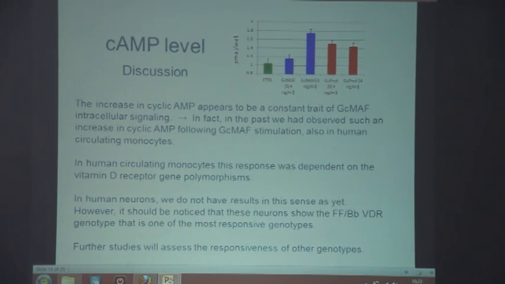In human neurons, we don't have results in this sense yet. However, it should be noticed that these neurons show this VDR genotype that is one of the most responsive genotypes. Further studies will assess the responsiveness of the other possible genotypes.